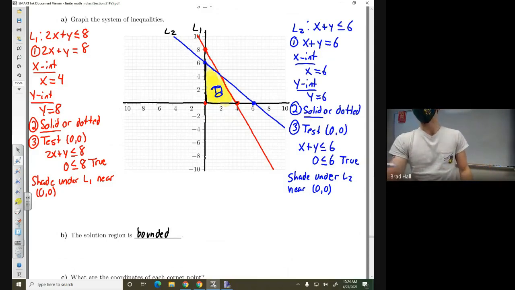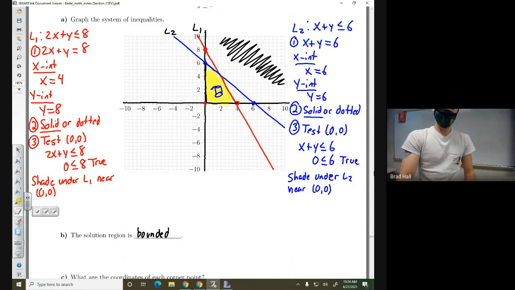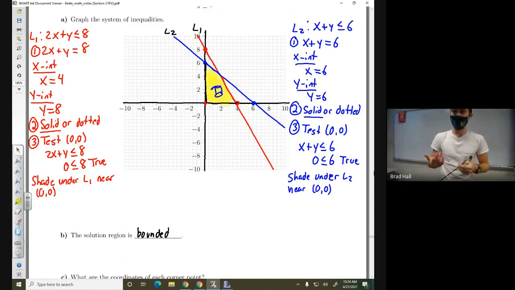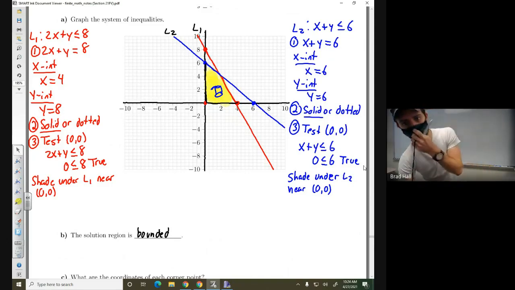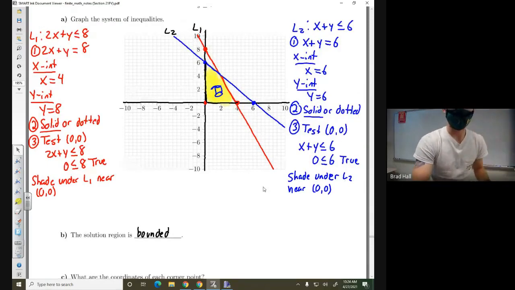Now, if we were to have shaded out here, this would be unbounded. There wouldn't be line segments restricting it at the top. But we have a bounded region, though. And this idea of boundedness does come up a little bit later. And then finally, it wants us to determine the coordinates of each corner point of our bounded region. So our bounded region has 4 corner points.